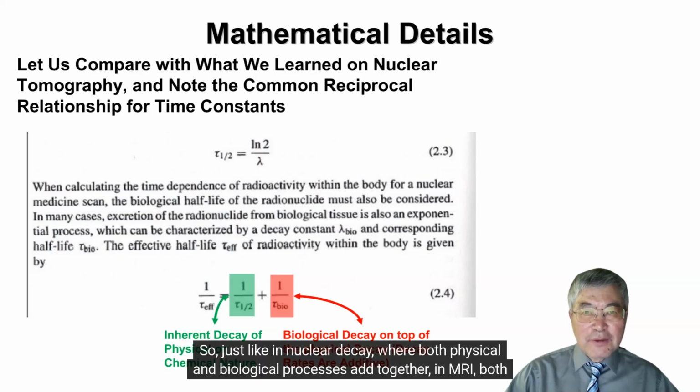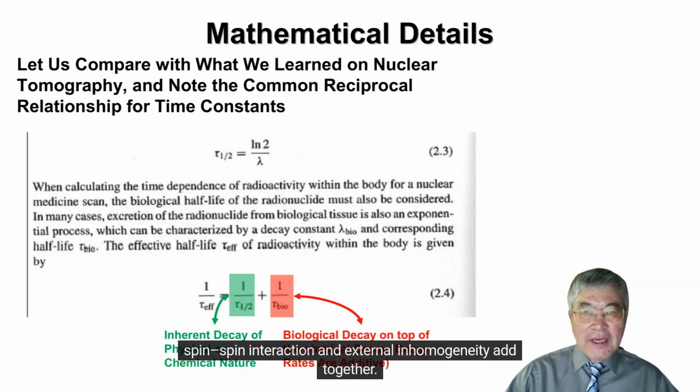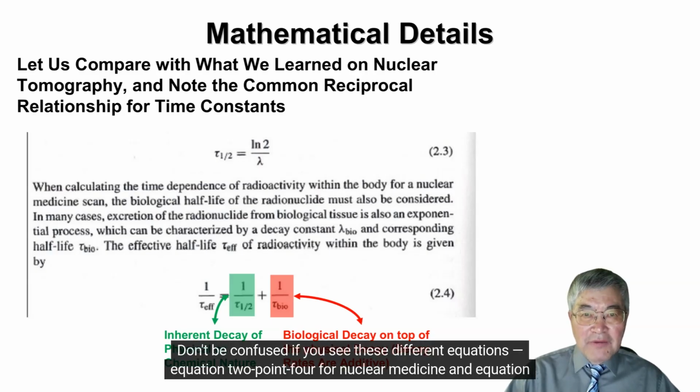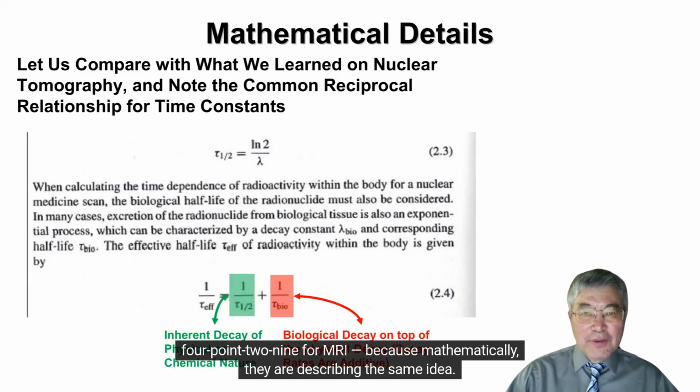So, just like in nuclear decay, where both physical and biological processes add together, in MRI both spin-spin interaction and external inhomogeneity add together. Don't be confused if you see these different equations, equation 2.4 for nuclear medicine and equation 4.29 for MRI, because mathematically they are describing the same idea.